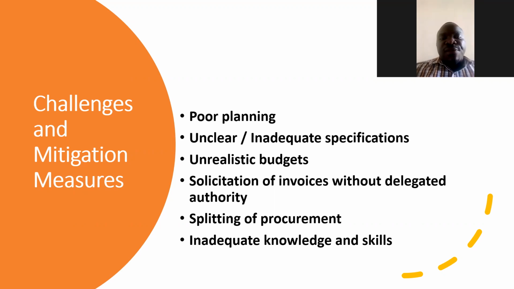The second challenge that is faced by user departments is unclear or inadequate specifications. Normally, this results in loss of time. As you know, time is a key resource in procurement. Due to unclear specifications, suppliers will submit their bids with missing items, and they will be asking a lot of queries regarding the specifications. So all these can lead to loss of time and also delay the process of procurement.